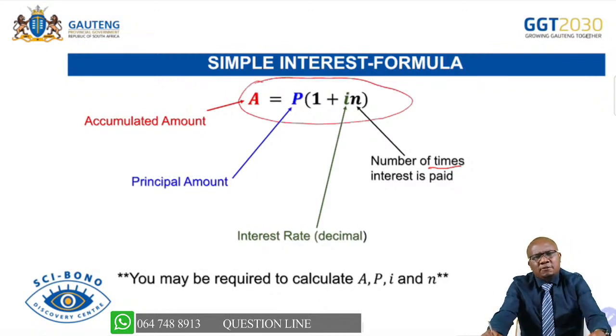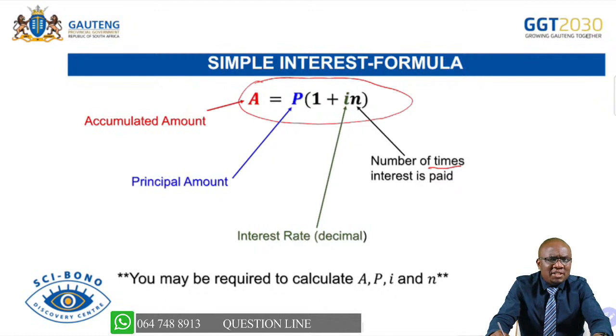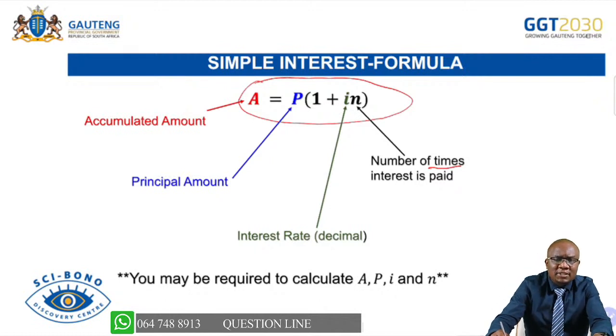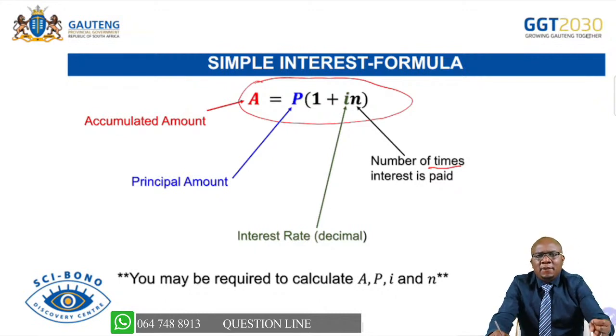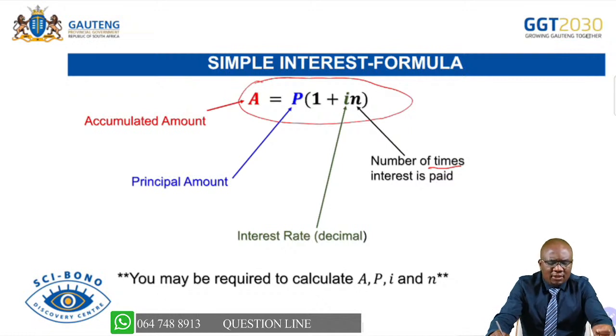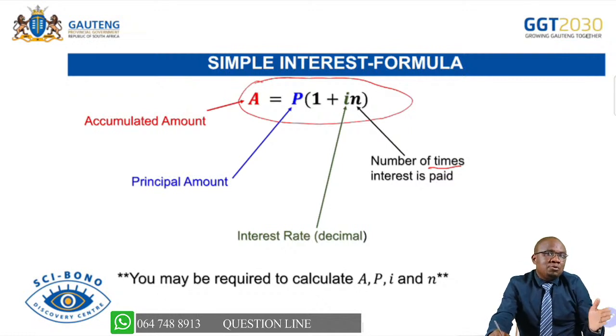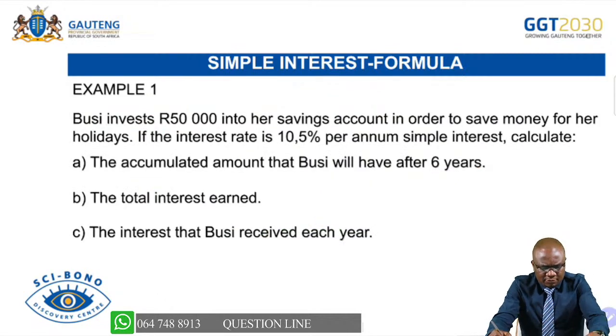Are we going to be asked to find A only? The accumulated amount only? No, no. You can be asked to find A. You can be asked to find P. You can be asked to find I. You can be asked to find N. We're going to do all these 4 calculations. Okay? Right. Now, let's move on.